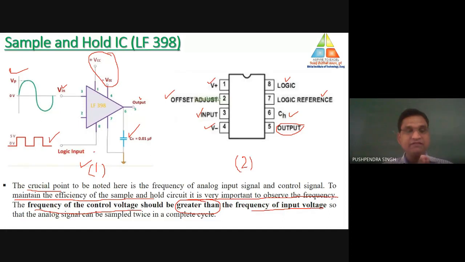The frequency of the control voltage should be greater than the frequency of the input voltage, so that the analog signal can be sampled twice in a complete cycle. On that condition, we will get the better output. So for increasing or maintaining the efficiency of the sample and hold circuit, the requirement is that the frequency of the control voltage must be greater than the frequency of the input voltage. I hope that is clear to you.